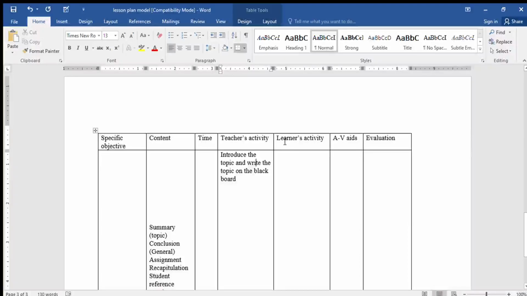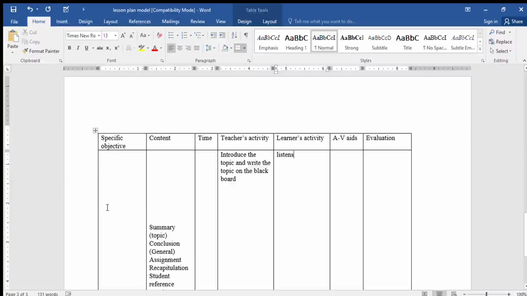So what is the learner? This learner is the students who are sitting in the classroom. You can write what the learners are doing. So learners are just listening. Listens. When the objective is introduction in the class, they may not write down the topic, so you can write lessons. ABAs, if you have any interesting ABAs for the introduction, you can write. And evaluation questions, I will tell in the next topic.